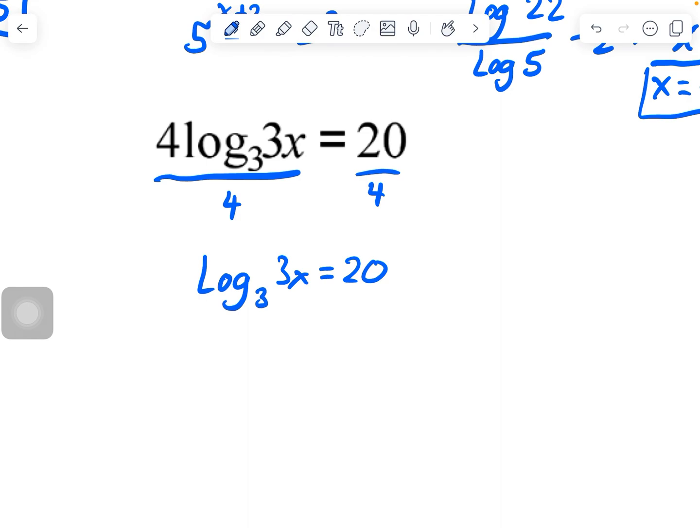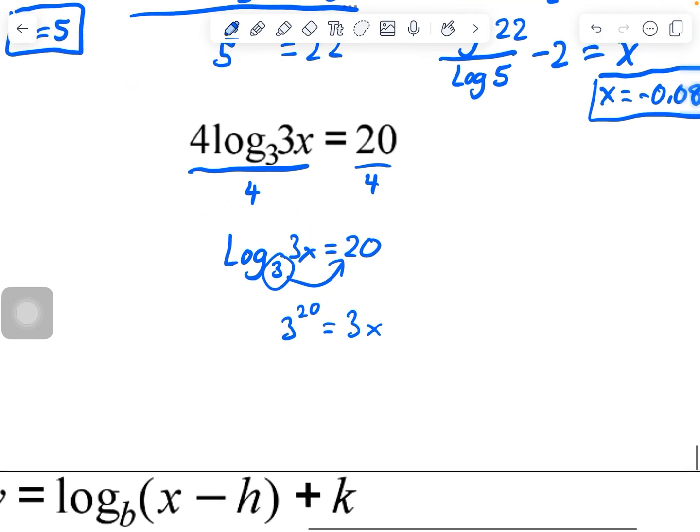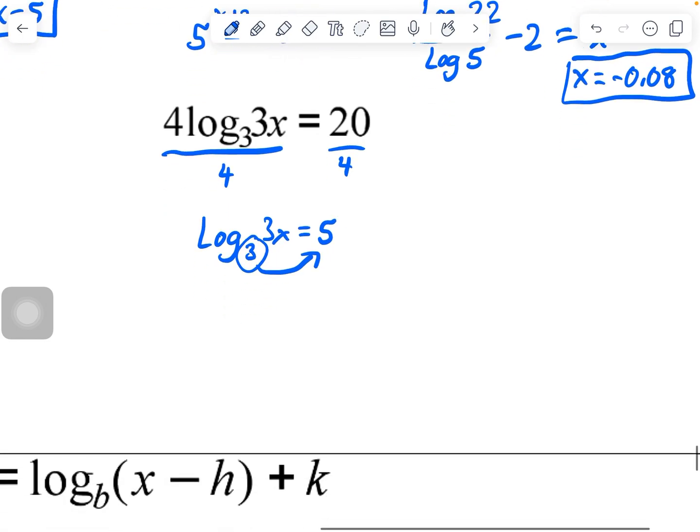So we might want to consider this one a little bit differently. If we try to rewrite this one, this would be 3 to the 20th power equals 3x. I'm guessing that, oh, I forgot to divide by 5. That's why I'm like, this seems so big. I forgot to divide 20 by 4, which would give us 5. Now when we do it, it should make a lot more sense.